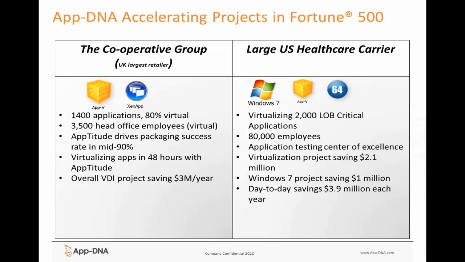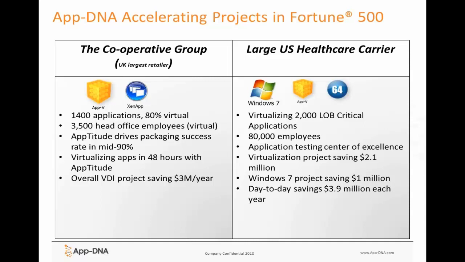Another is a really large U.S. healthcare carrier. They're also quite innovative in that they're going Windows 7, with very strong App-V and 64-bit technologies. They're trying to virtualize about 2,000 line of business critical applications. So they're really invested. They have a center of excellence where the gurus sit, and they're using the technology to better optimize what they're doing. Their virtualization project's projected savings will be $2.1 million.